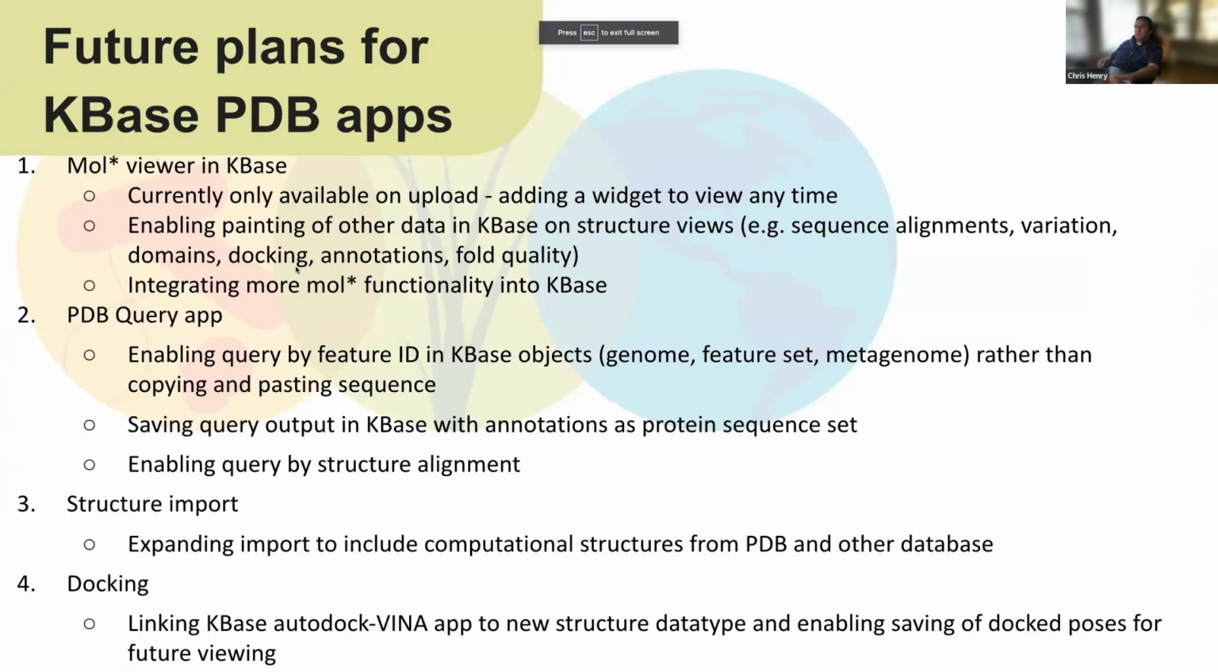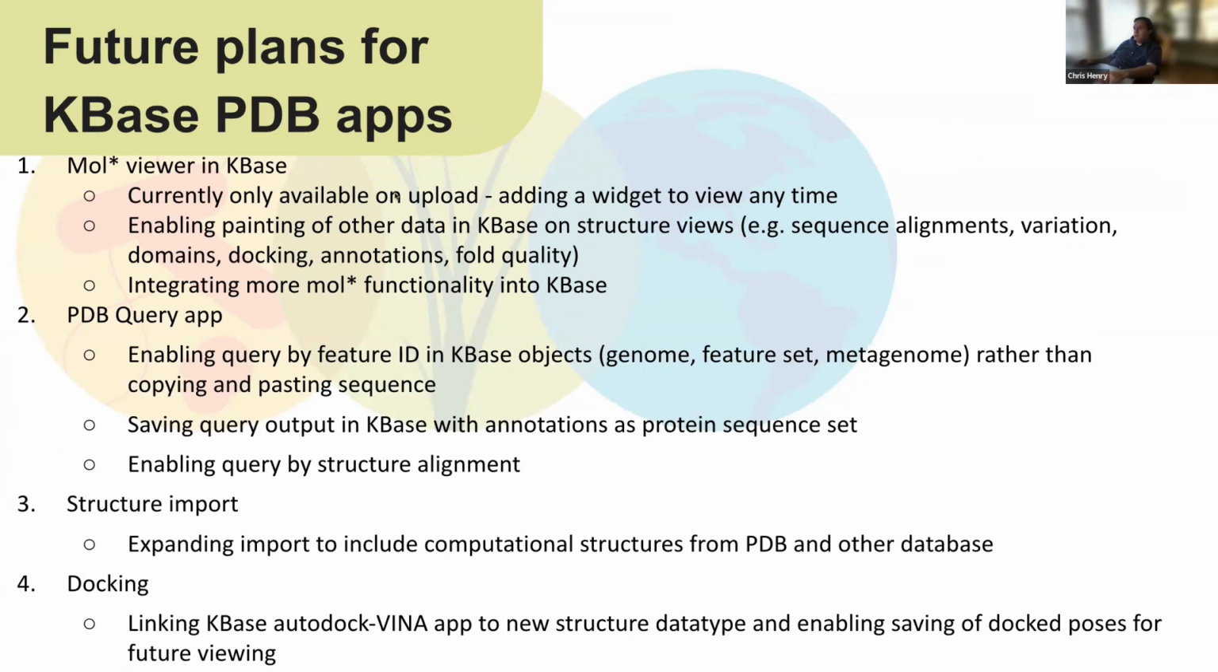Sorry for the stream of consciousness here. So, future plans for the KBase PDB apps. Stephen is going to talk about some general future plans as well. I'm thinking specifically about the future of these KBase apps.